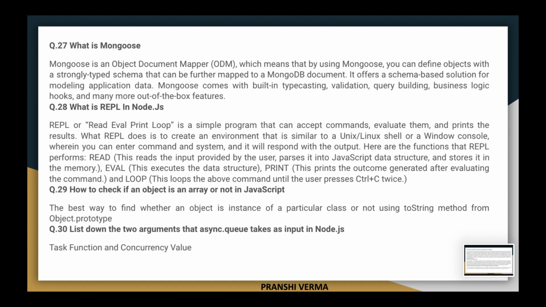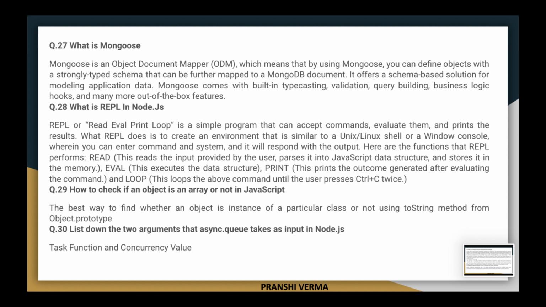Answer, in JavaScript, there are a couple of ways to check if an object is an array or not. Using the Array.isArray method. The most straightforward way to check if an object is an array or not is to use the Array.isArray method. This method returns true if the passed argument is an array and false otherwise. Next is using the instanceof operator. Another way to check if an object is an array or not is to use the instanceof operator.